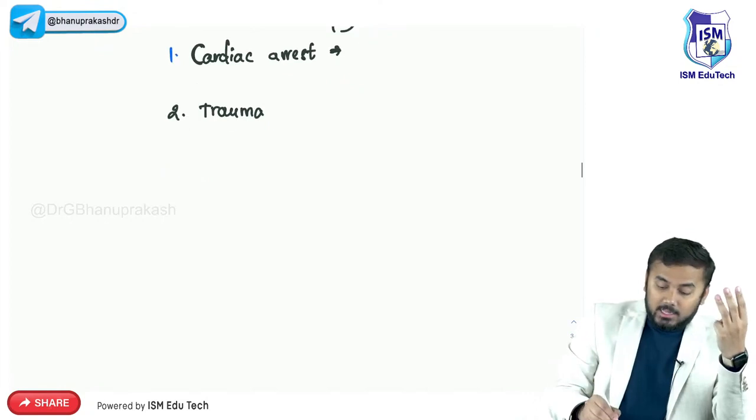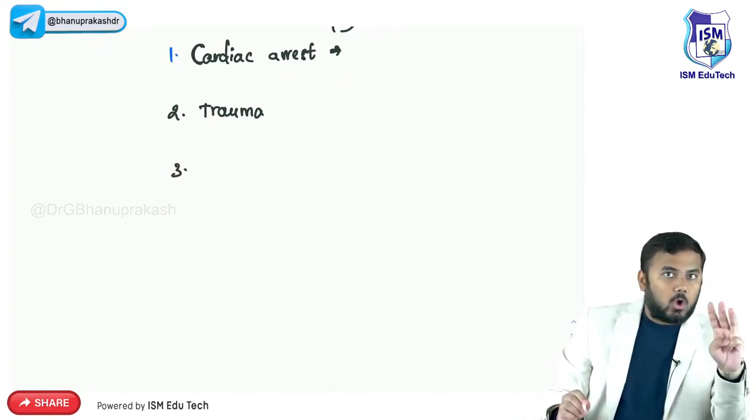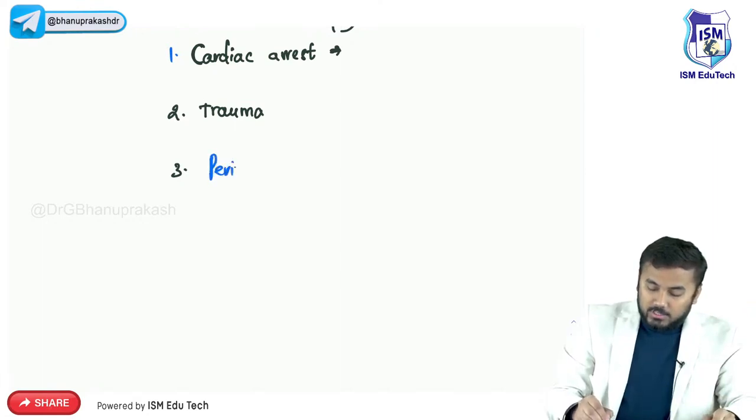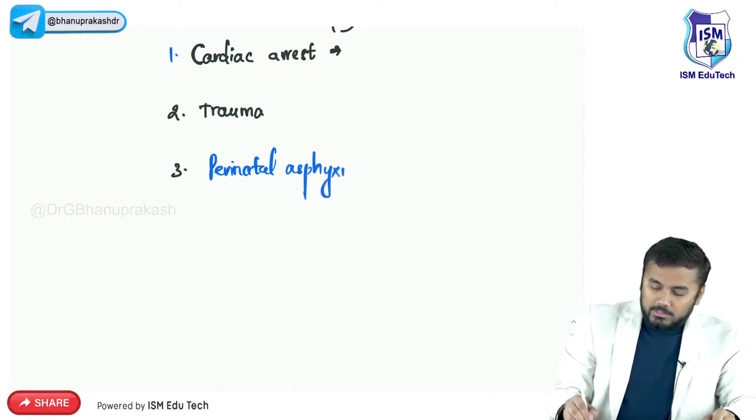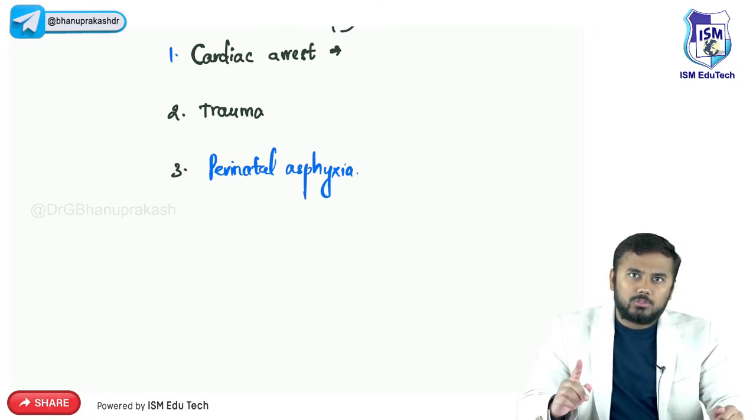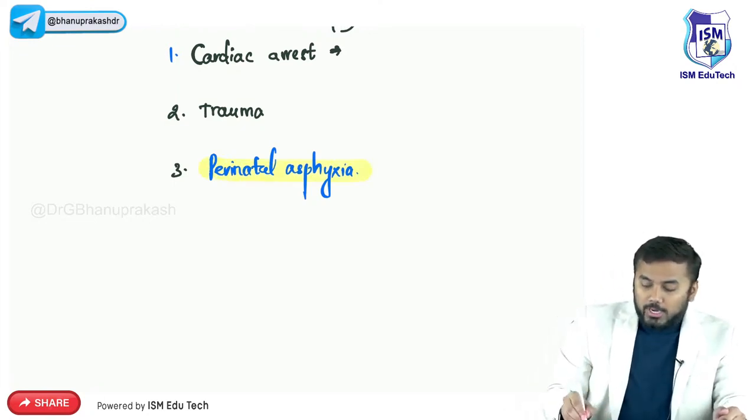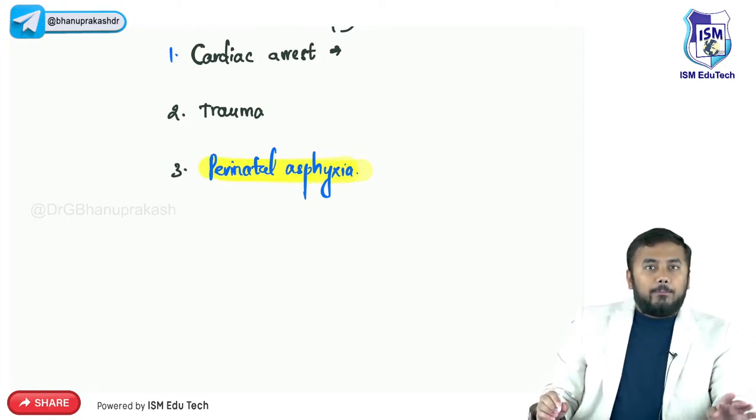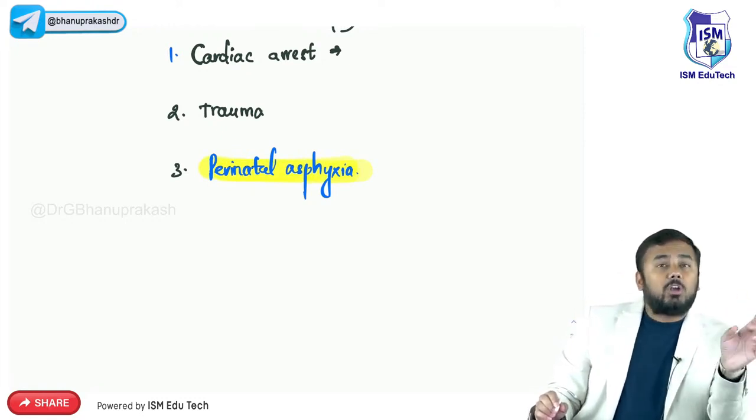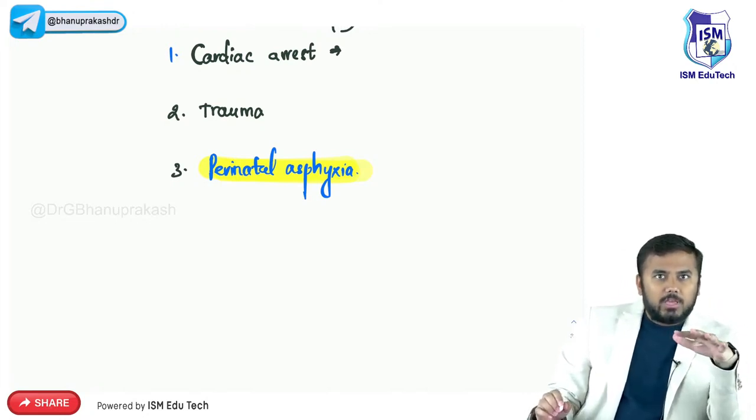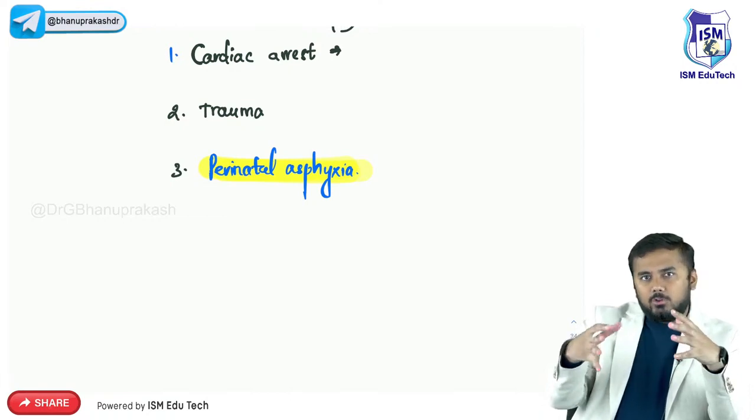And third most important cause is perinatal asphyxia. So perinatal asphyxia is the most important cause. Now, if you look at this perinatal asphyxia, one very important thing I want to tell you is, what is asphyxia? What is perinatal? First of all, perinatal means around the time of the birth, that you call it as perinatal.